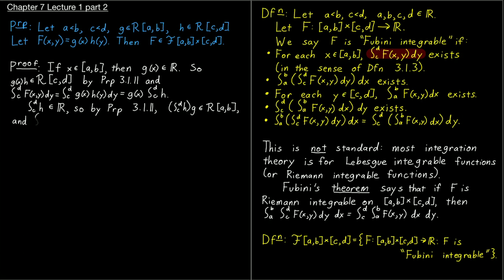And let's write down our iterated integral. That's the integral from a to b of the thing we found above, g of x times the integral from c to d of h. And then we can move the integral of h out because it's just a real number.